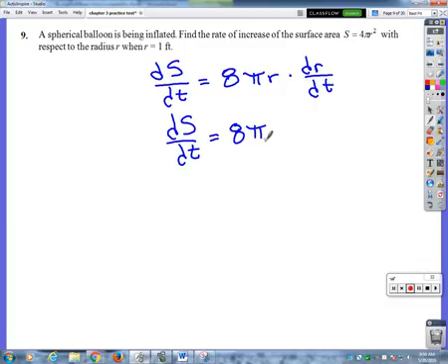Then it says when r equals 1 foot, so I have to plug in 1 for r. Wouldn't that be like the chain rule then? It's like 4 pi x squared. Right. So you go 2 down to 8 pi r times, oh, it'd be times dr dt, I guess, right? Yeah, it'd be times 1.